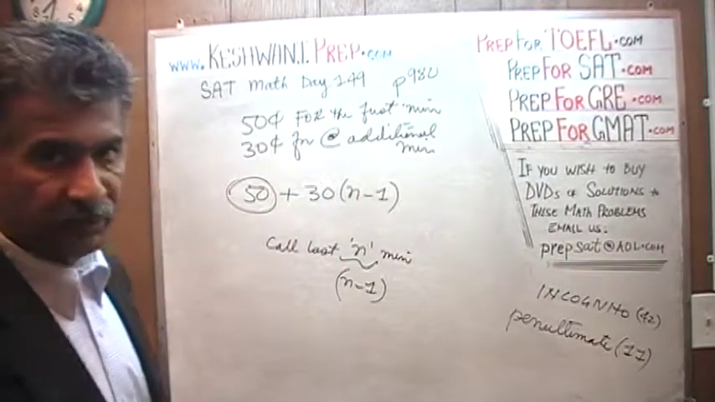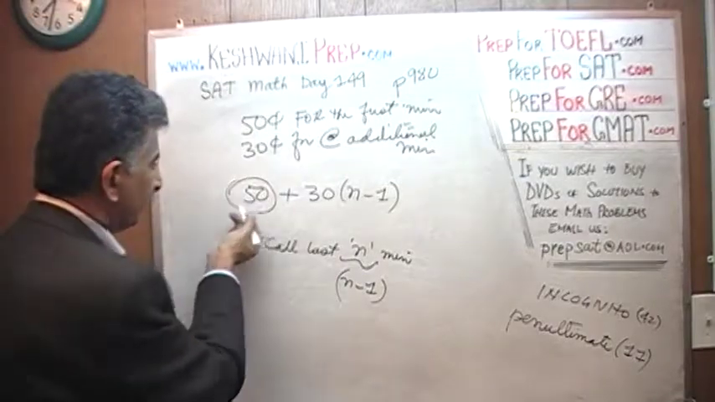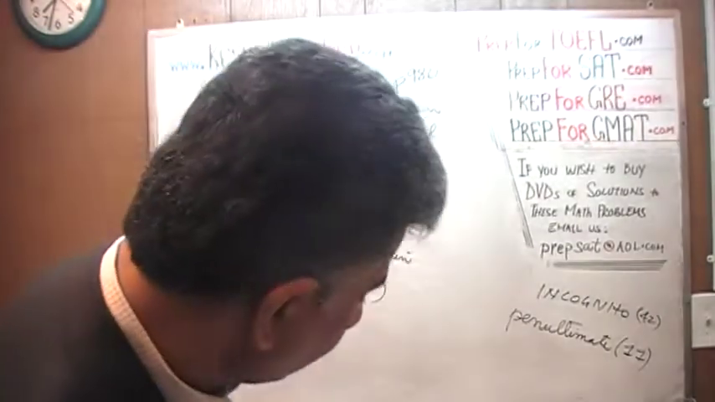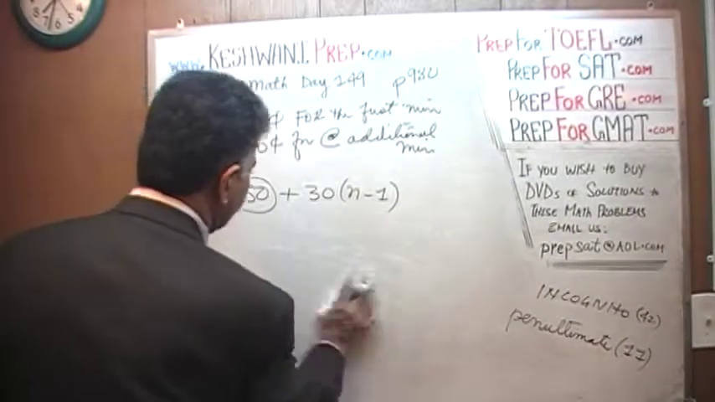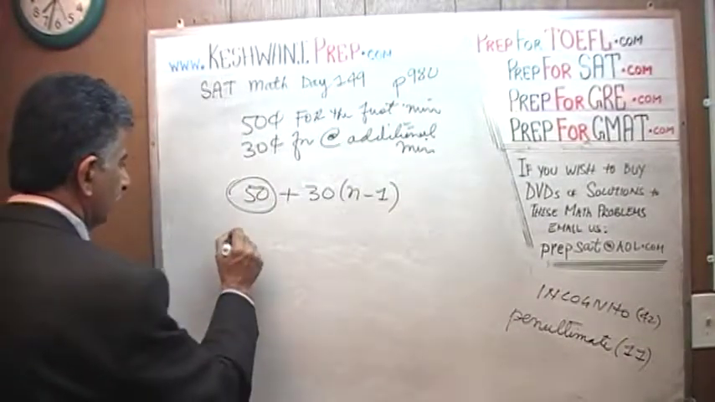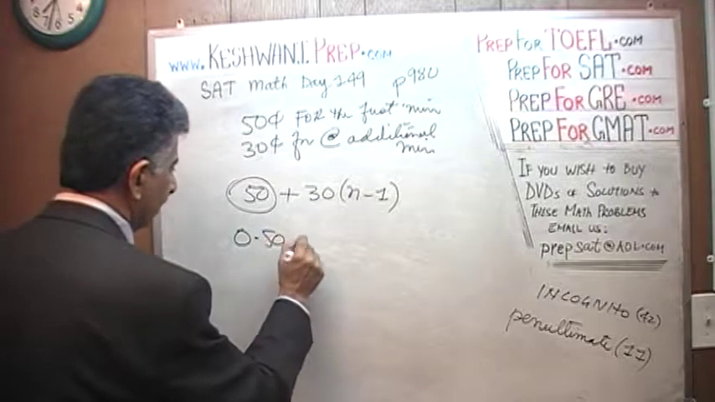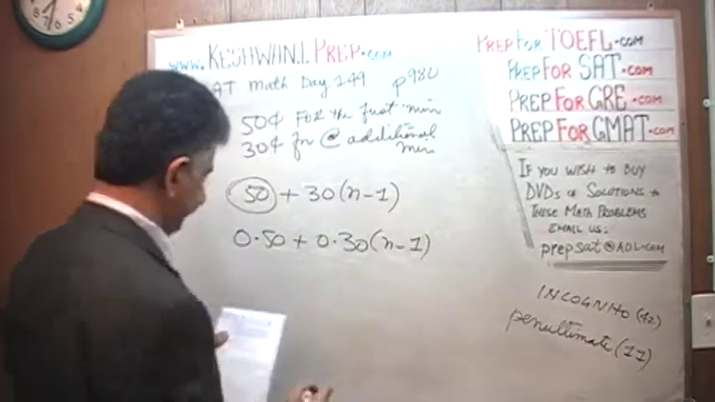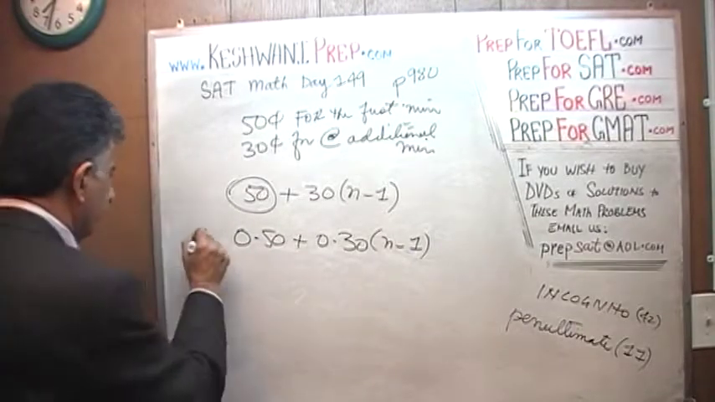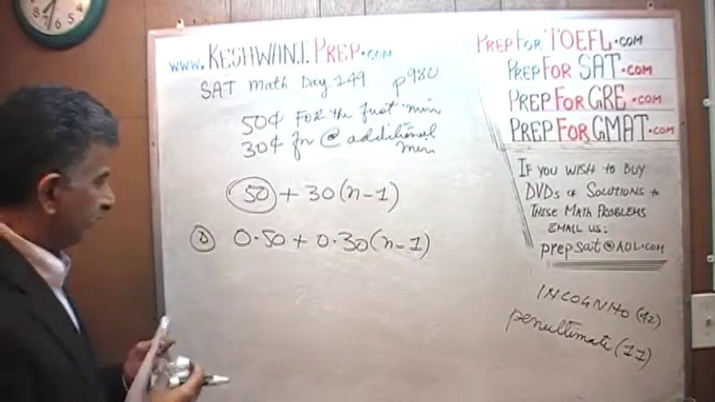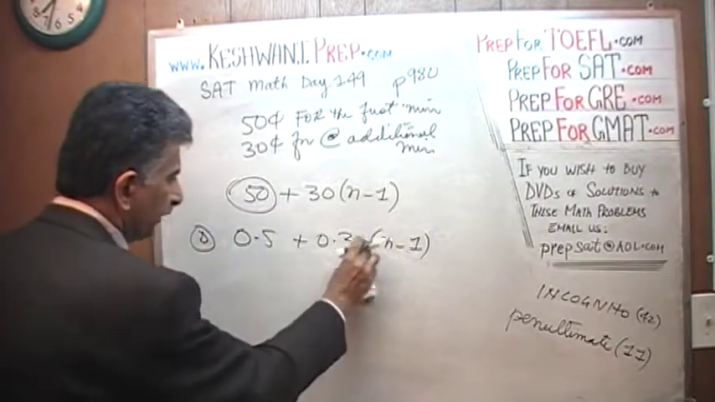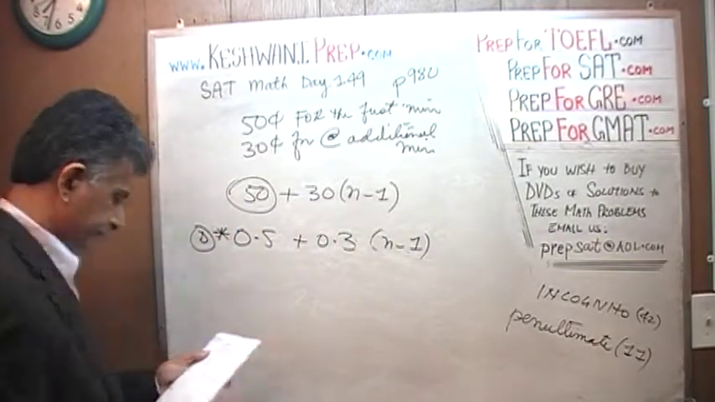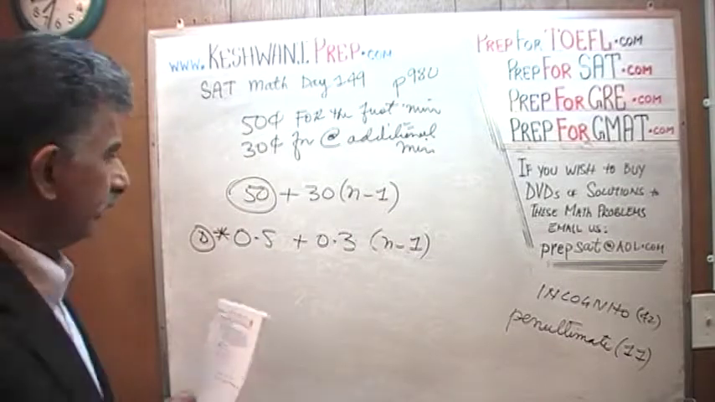Now all we have to do at this point is to make sure that we do not leave it like this. These are in cents. They want it in dollars. So just insert a decimal point, that's all. So it's 0.50 plus 0.30 times n minus 1. And that answer choice is D. The only reason I inserted 0 here is because that's how they have it, but we could have left it like that. It would have been just fine. The answer is D. Let's go to the next one, number 14.